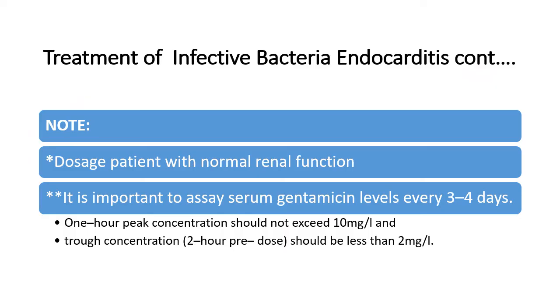Remember, these dosages are for patients with normal renal function. So it is better to consider renal function in planning the dose of the drugs. It is important also to assay gentamicin level every 3 to 4 days. The 1 hour peak concentration should not exceed 10 mg per liter for the dosage of gentamicin.